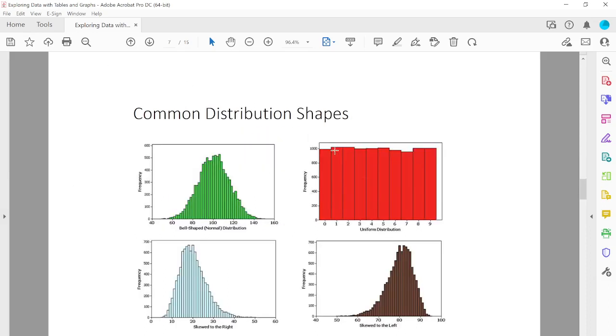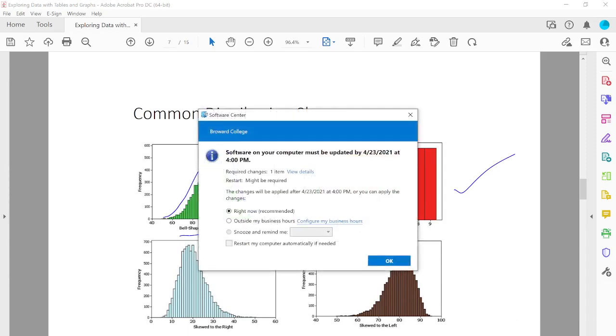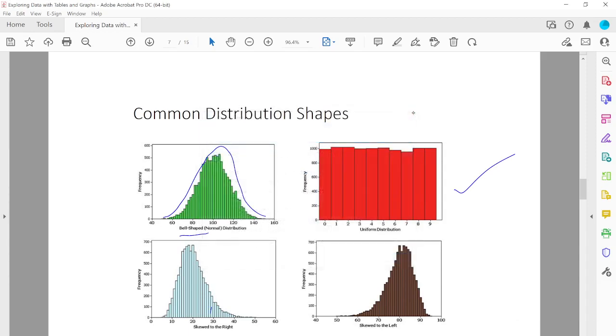Okay, so these are the common shapes when we plot the graph of the histogram. The first one is called normal distribution, which is also bell-shaped. And this is the uniform distribution. Everything, all the bars, the frequency is almost the same. And the third one is skewed to the right.